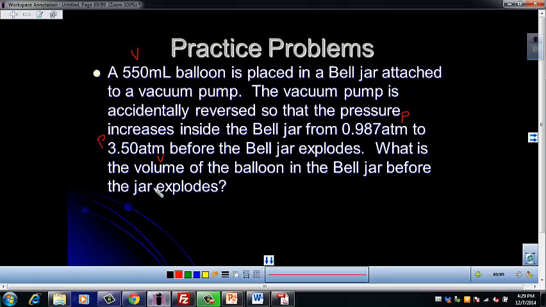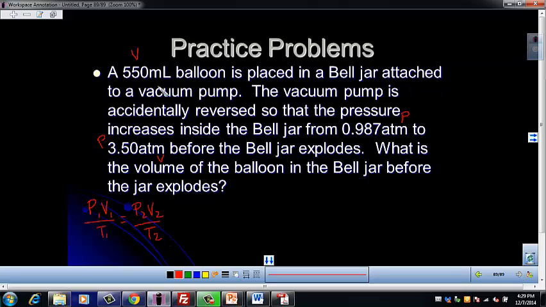Now looking at this, there's no information at all about temperature. So let's look at this and see, do you think this is one set of conditions or 2? I see 2 pressures and volumes, so I think this is 2 sets of conditions, which means that we're going to use the combined gas law. So that's going to be P1 V1 over T1 equals P2 V2 over T2.